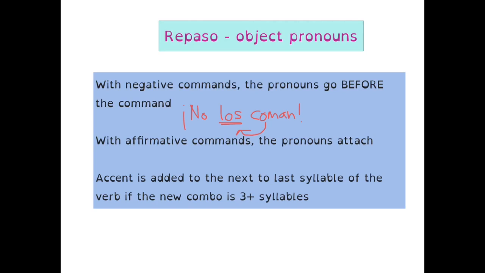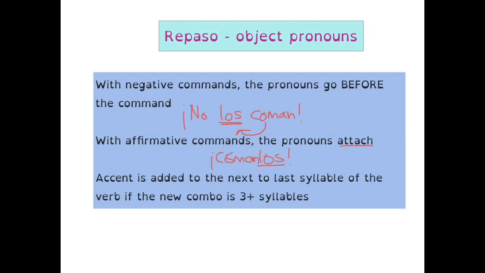But when we're talking about affirmative commands, so you're telling someone to do something, these pronouns must attach. So maybe not enough people are eating the sandwiches later on in the day, so your family member is like, eat them, eat up. Then we would do something like this. The "los" would now attach to the end because we're telling someone to do something. You're probably like, wait a minute, there's an accent mark.